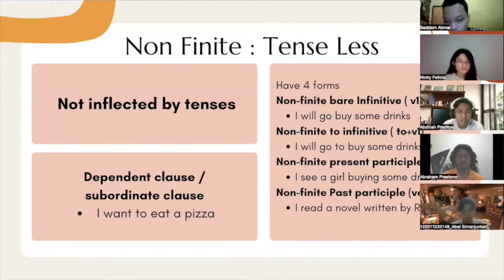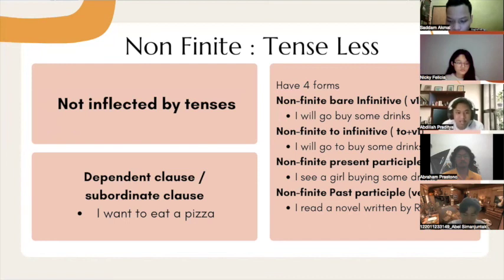Next, the non-finite past participle: I read a novel written by Raditya Dika. Written by Raditya Dika is a non-finite past participle because it uses verb 3. Written is verb 3. So unlike the finite clause, the non-finite clause verb is unaffected by tense, subject, or number.